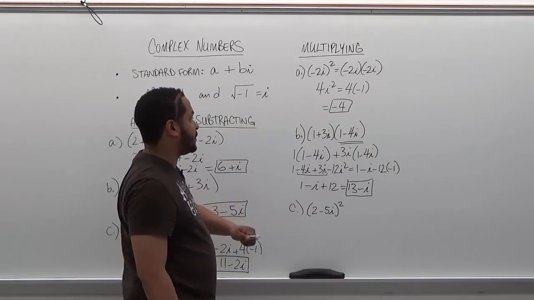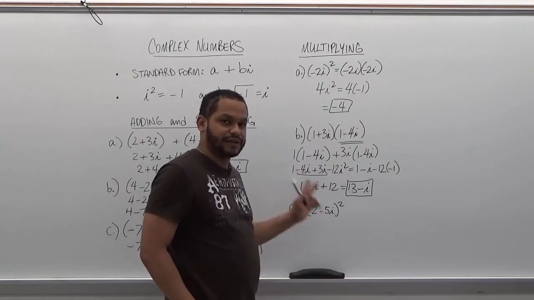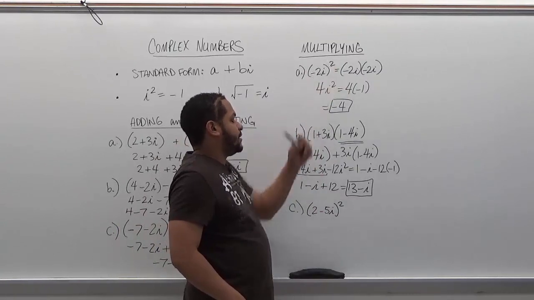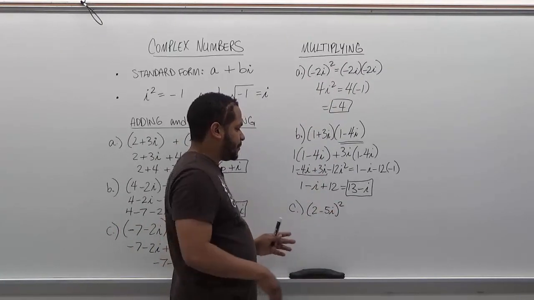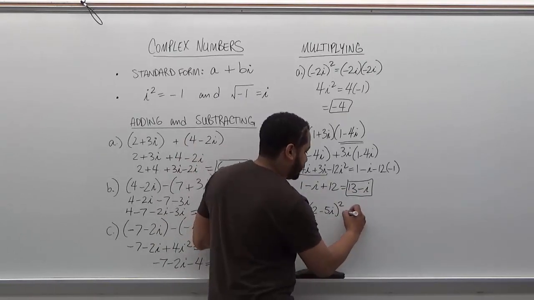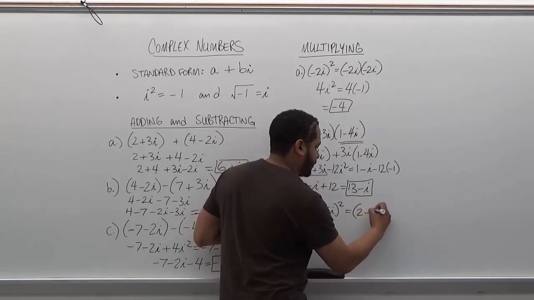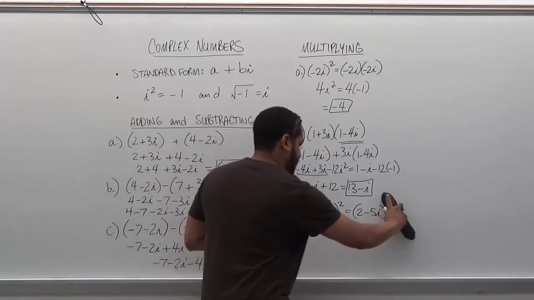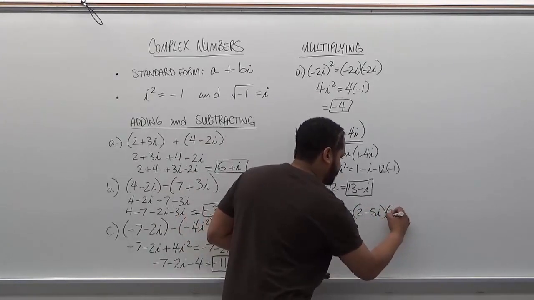Now finally we have another one that's just like the first, even though they look different. This was just a perfect square. Here we're going to do the same exact thing. We want to take the term and we want to expand it by putting 2 of them next to each other, right? So we have 2 take away 5i to the second power. Oh, whoa, times itself. So sorry about that.